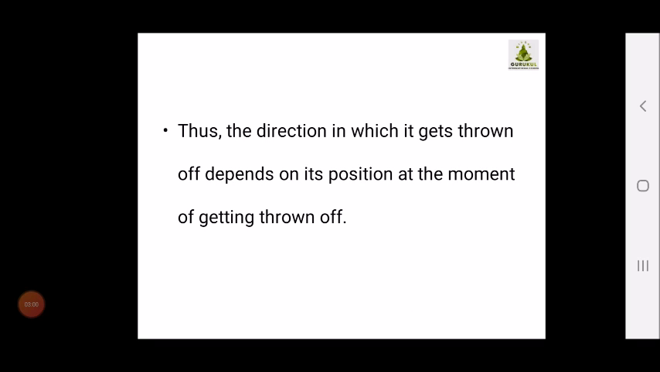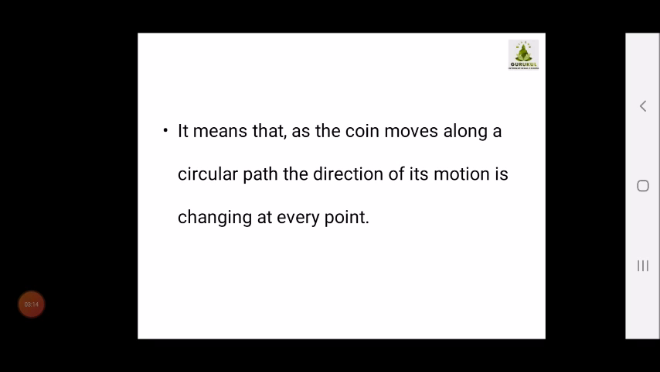Thus, the direction in which it gets thrown off depends on its position at the moment of getting thrown off. It means that the direction depends on the particular moment at which it comes out of the disc. It means that as the coin moves along the circular path, the direction of its motion is changing at every point. Obviously, if a coin is moving on a disc in circular motion, even if the speed is the same, the direction is changing at each and every point.